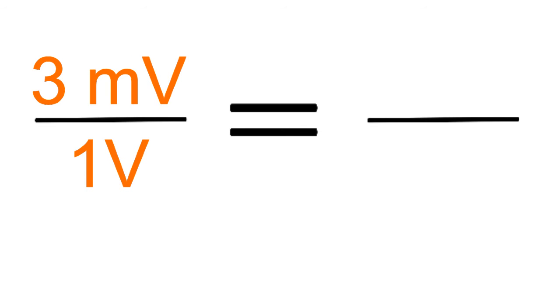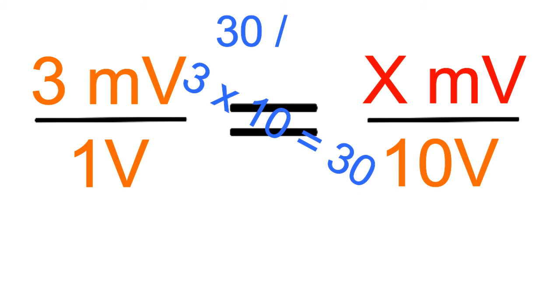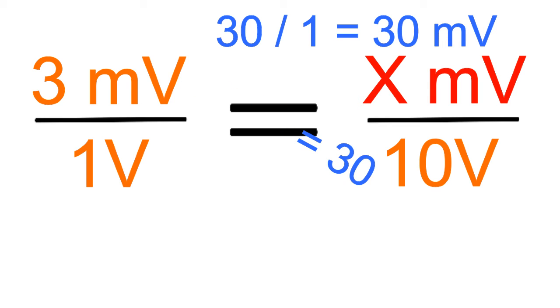On the right side of the equal sign, we will place our supply voltage, 10 volts, in the denominator, giving volts in the denominator and millivolts in the numerator. We are solving for our full-scale output, or X. To cross multiply, we need to find two real values across from each other. Here we have 3 and 10 across from each other. We multiply 3 times 10 and get 30. We divide by the remaining number, which is 1, and we get our full-scale output, 30 millivolts.